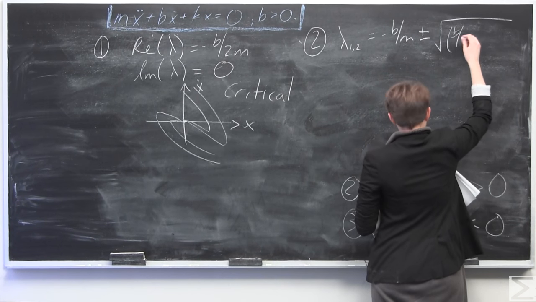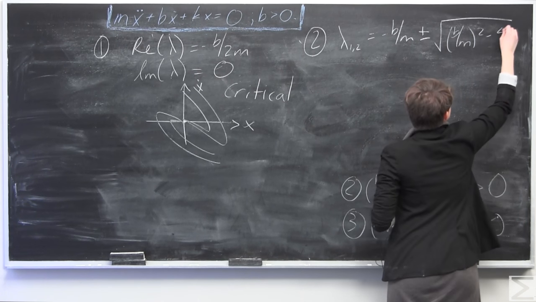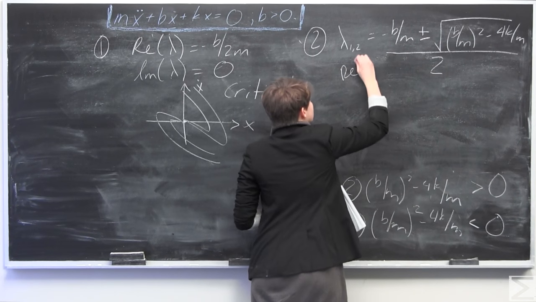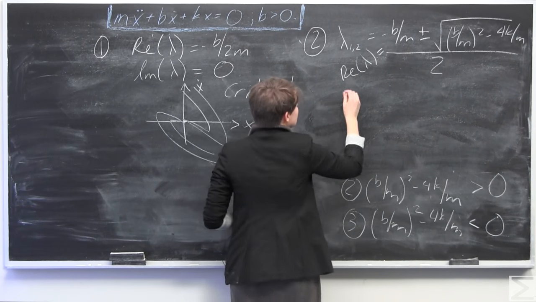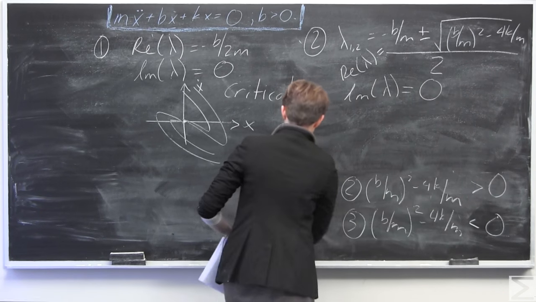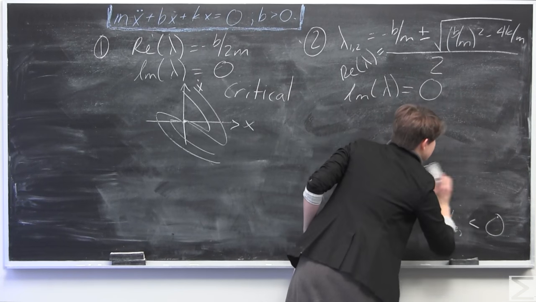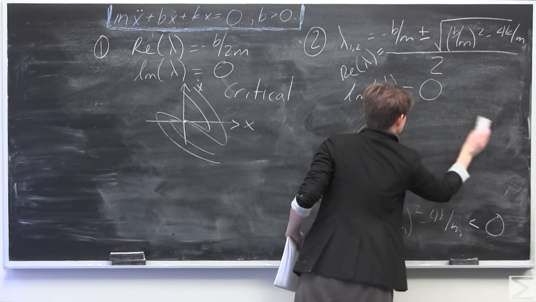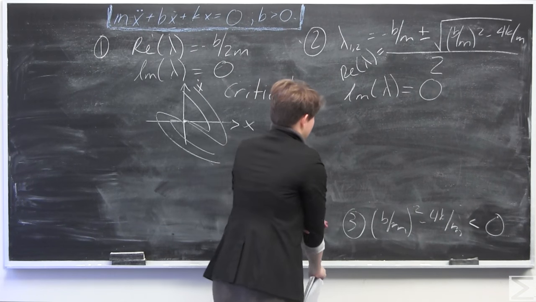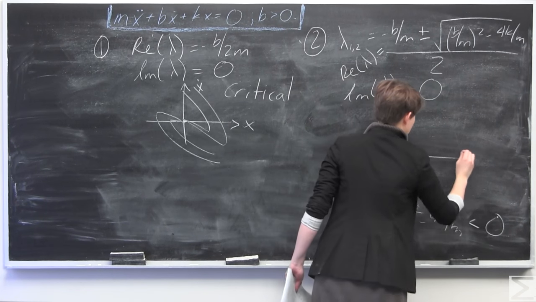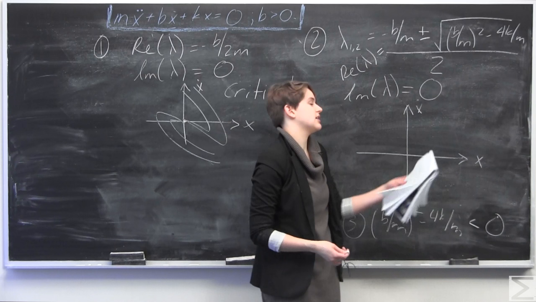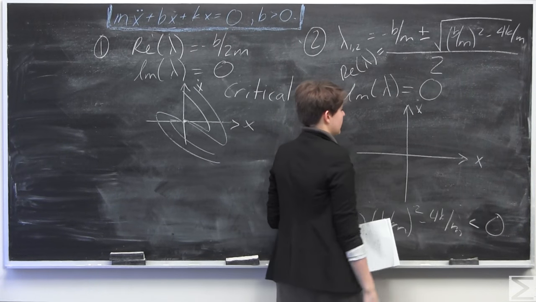Plus quantity b over m squared minus 4k over m, all over 2. So we know that the real part of the eigenvalue equals this, because there is no imaginary part. So we know that the imaginary part of lambda also goes to 0. So I'll erase this down here so we can draw the phase plane. x versus x dot. As you can see, this is a standard notation for the phase plane, x versus x dot, where x dot just equals y. So you could alternatively consider this as x versus y.